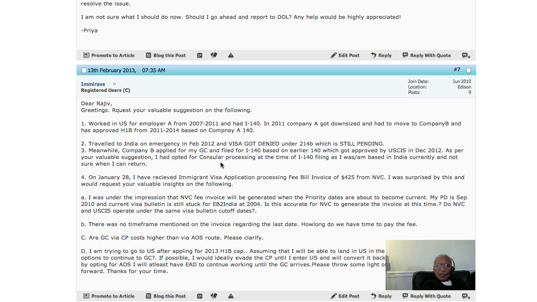Okay, it says, worked in the US for employer A from 2007 through 2011. Got an I-140 approval. In 2011, company A got downsized. Had to move to company B. Got an H-1B to 2014 based upon company A's I-140. Traveled to India on emergency in Feb 2012. Visa got denied. 214B, which is still pending. 214B for an H-1? That doesn't make any sense to me.